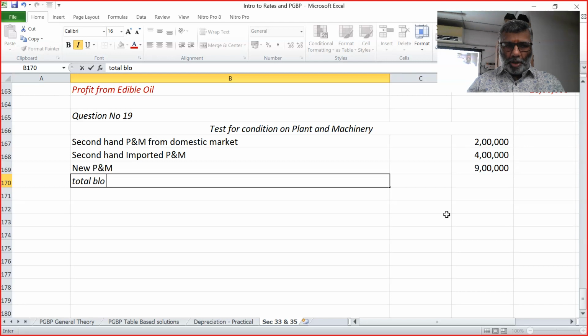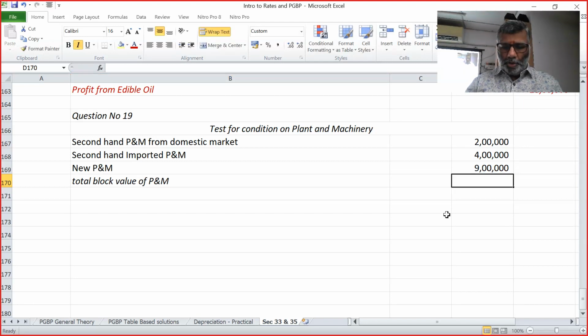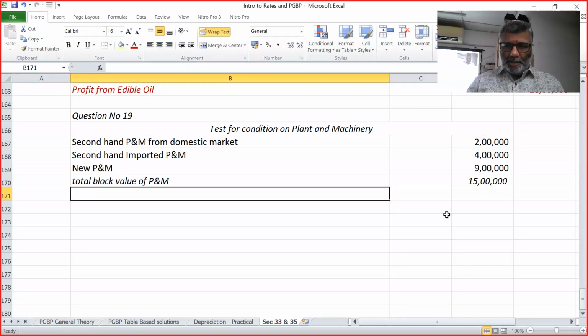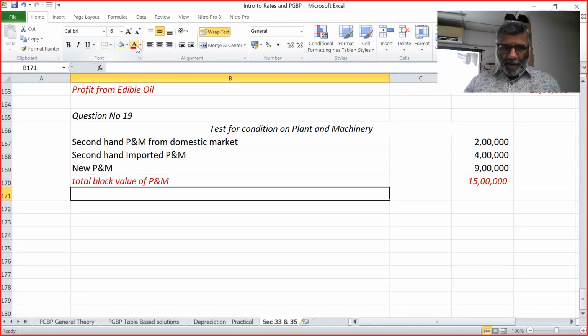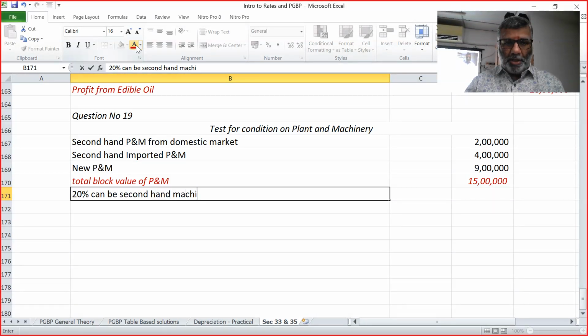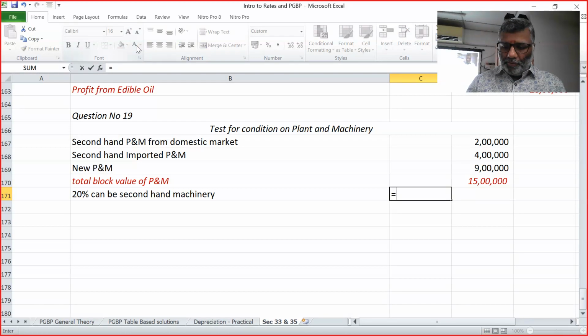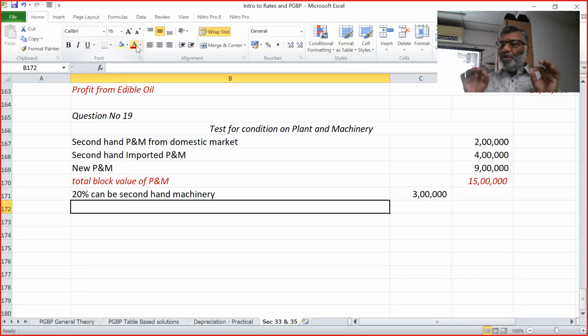Total block value of plant and machinery is 15 lakhs. 20% can be second hand machinery. Okay, 15 lakhs into 20%, 3 lakhs can be second hand machinery.